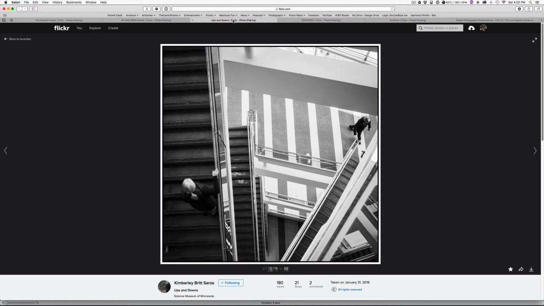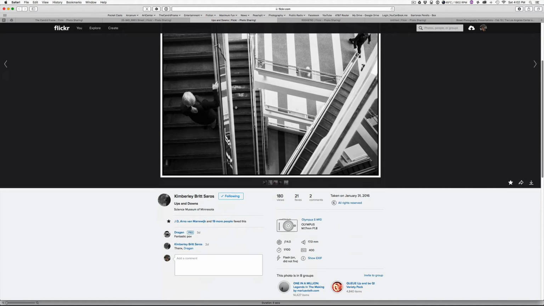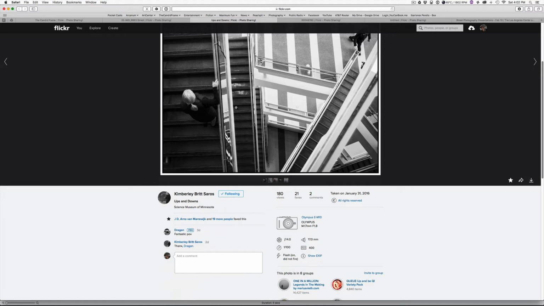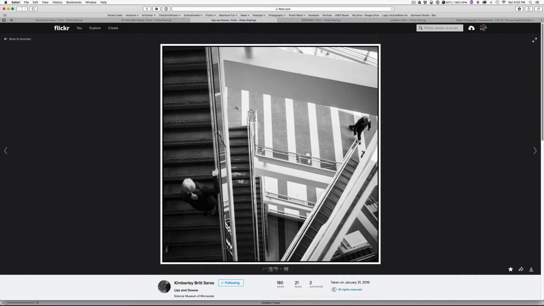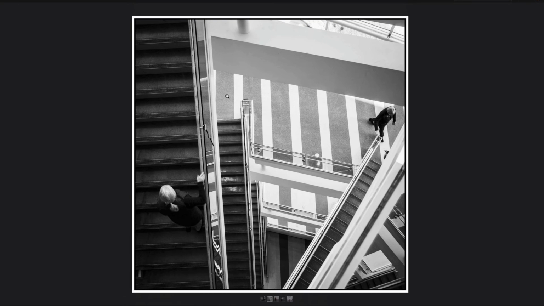Now, here's an image by Kimberly Britt Saros, shot with an Olympus EM10 at 100th of a second at f4, ISO 400. And here it's a black and white image, so we're not dealing with color at all. But we are dealing with line and shape in this wonderful graphic pattern that persists throughout the frame. And when you take a look at this shot, you immediately make a connection between the woman on the left and this man on the right side.